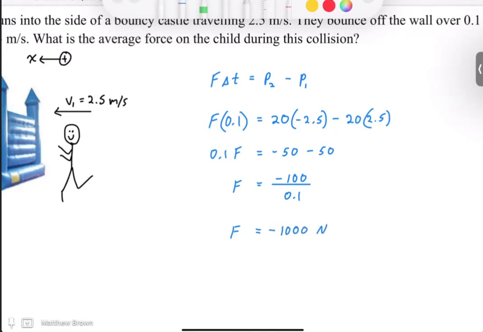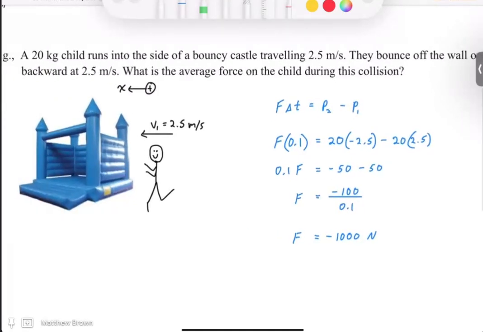1,000 newtons. And that should make sense given the coordinate system I set up. I said this person is initially running in the positive direction, so v1 is positive. And so that means with this coordinate system, the force applied by the bouncy castle would be in what I'm saying is the negative direction. It would apply against the initial direction of motion, and that would lead to this nice elastic collision.